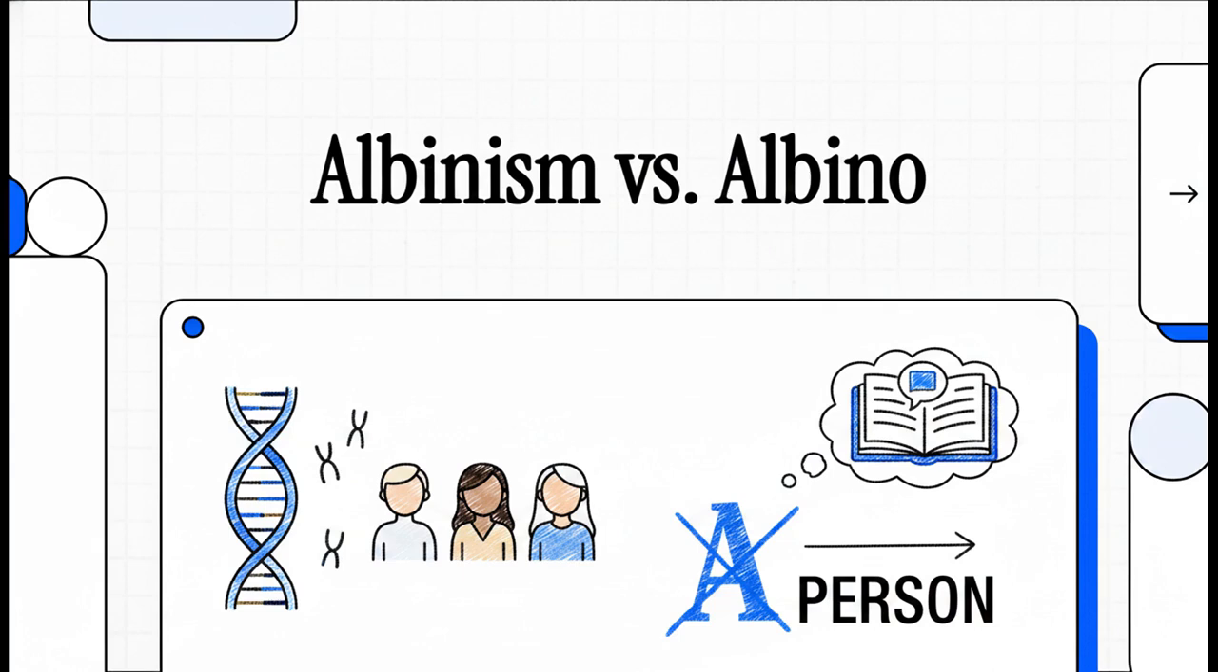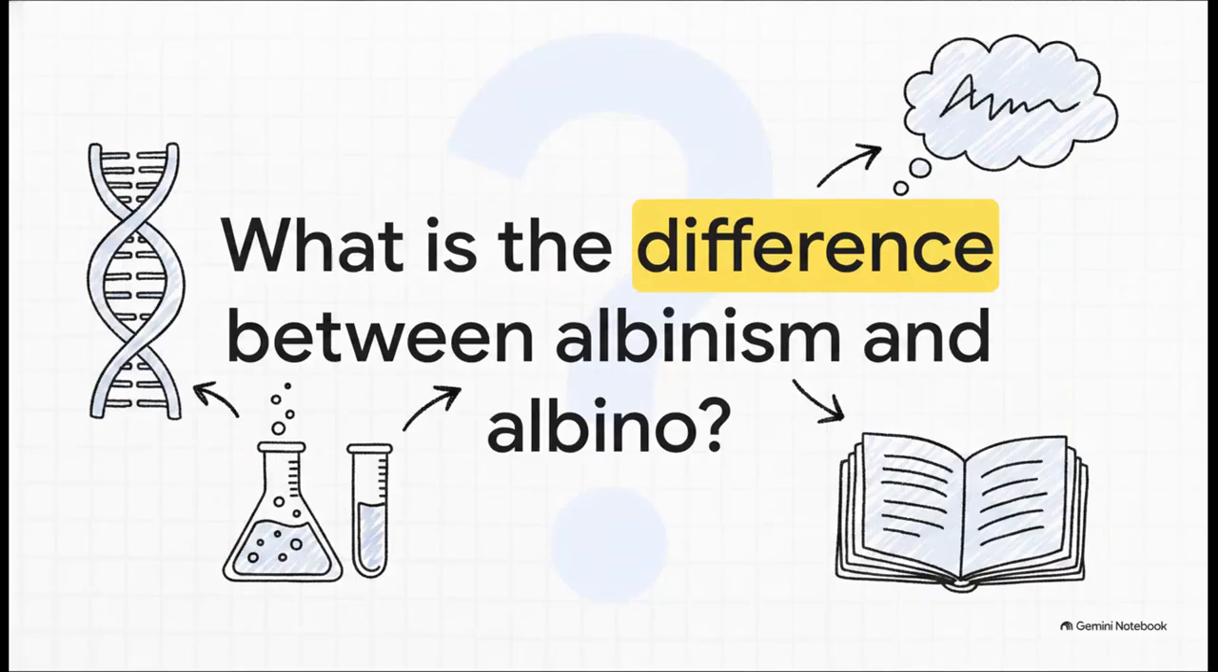We're unpacking a crucial distinction between a biological reality and a linguistic label. Specifically, we're looking at albinism versus the term albino. You know, language totally shapes our world, but sometimes our everyday vocabulary falls behind scientific accuracy and, honestly, modern respect. So, let's break down the genetics, the history, and why a slight shift in how we speak makes an absolutely massive difference. So what exactly is the difference between albinism and albino?